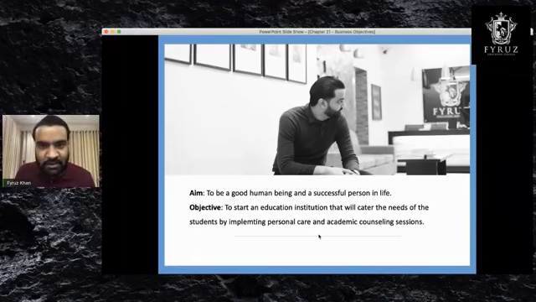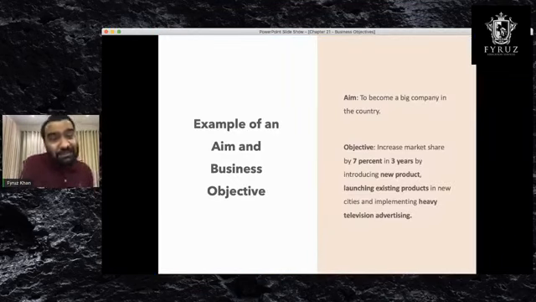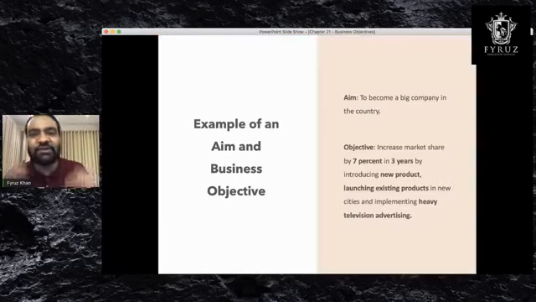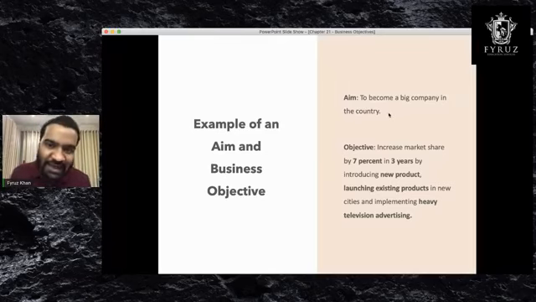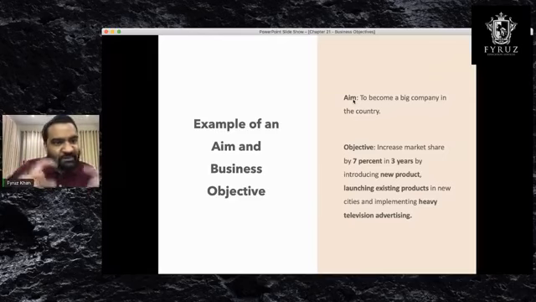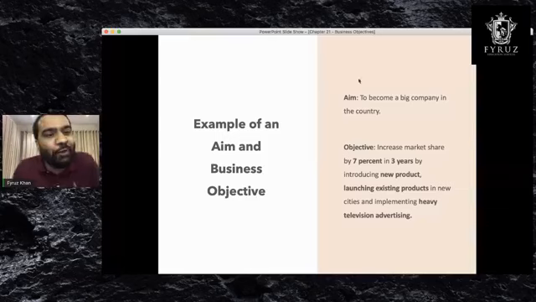If we go ahead, in terms of business, I gave you an example in terms of my life. In terms of a business, let's say a business can have an aim to become a big company in the country, or let's say the leading company or the biggest company in the country, and that's how a lot of companies' aims are. If you go to the website, you will see. But how will you be the biggest company in the country? That's not clear in aims.